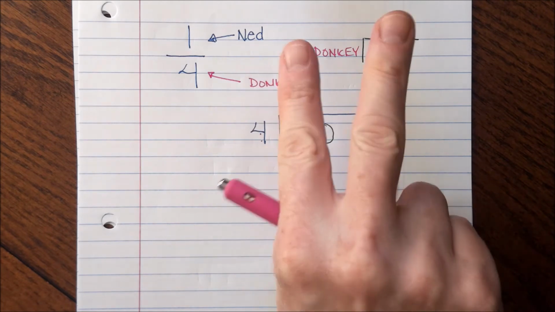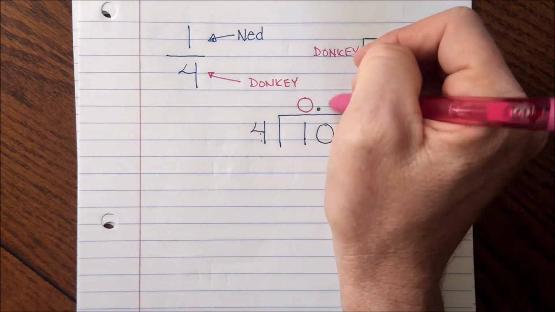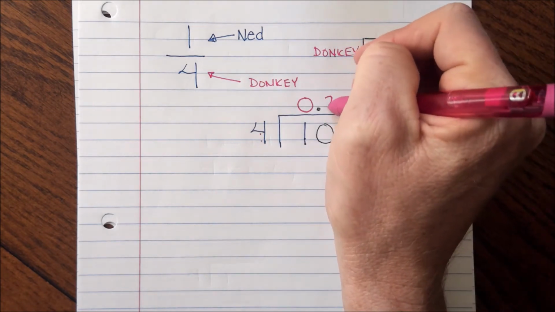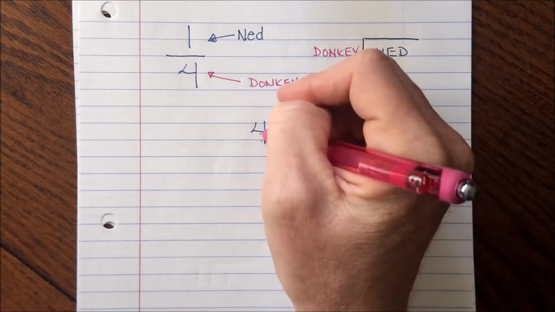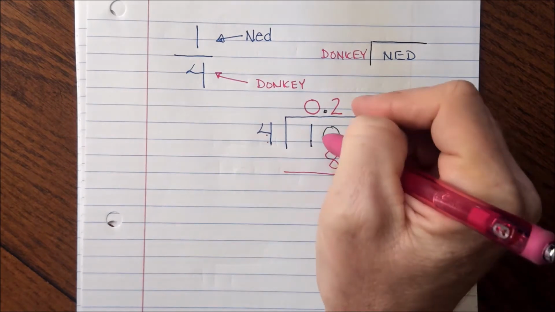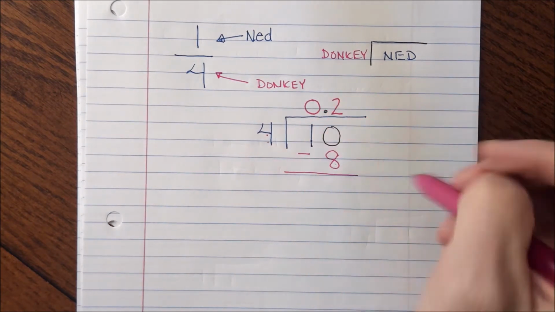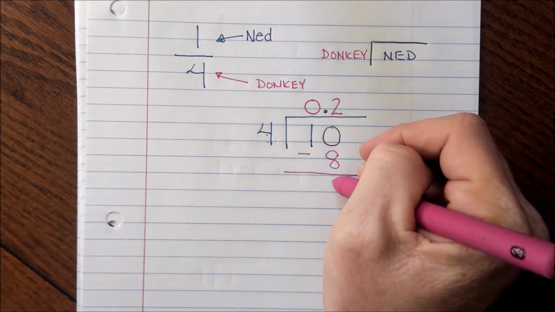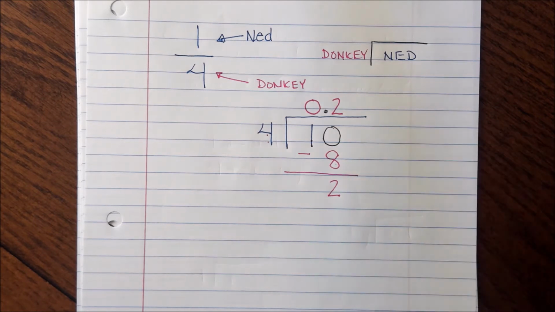Well, that's easy. 4 fits into 10, 4, 8. It fits in there 2 times. So I'm going to put a 2 above the 0 in the right place value. Now I'm going to put an 8 down below, so I can subtract that. It's just like a regular division problem. So 10 minus 8 is 2. So I'm going to put the 2 right there. And I still have leftovers.